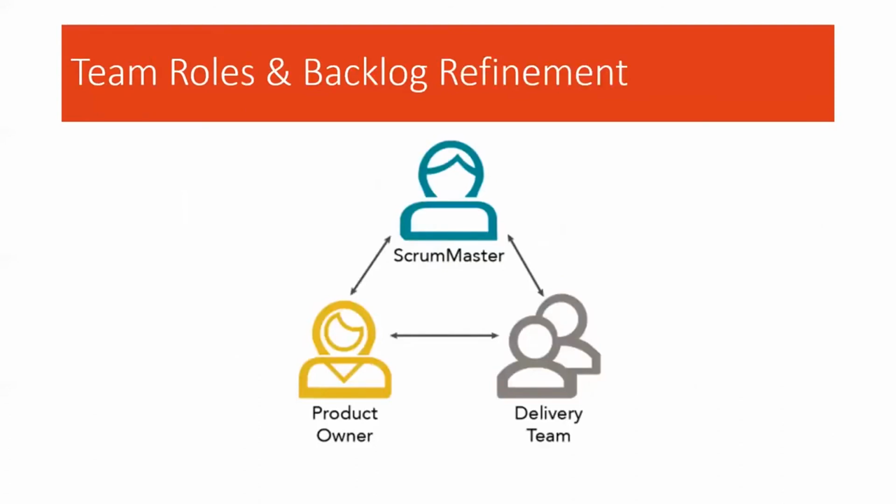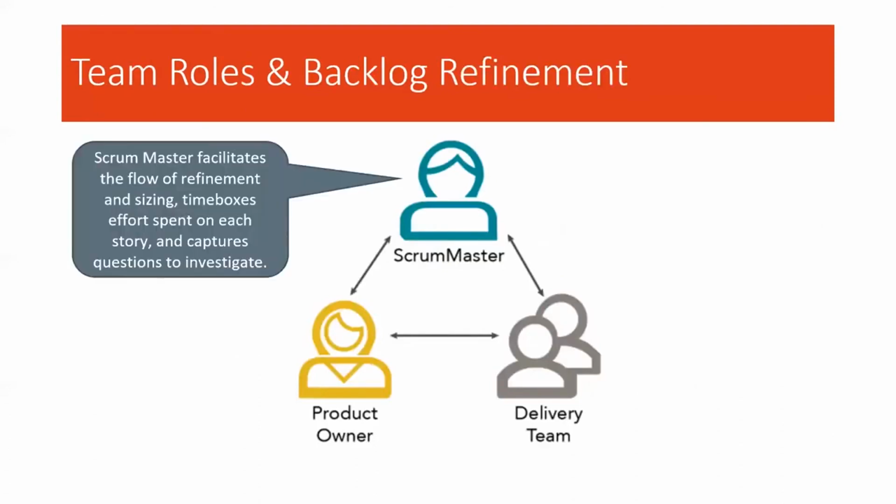So how do our team roles interact with backlog refinement? Our Scrum Master is going to facilitate the flow of refinement. This includes time boxing so we don't spend too much time on any single story. If we are spending too much time, they'll encourage us to move on, capture some clarification questions we need to ask, and we'll return to it at a later time. They'll also capture any questions that we need to investigate external to the team. This may be with subject matter experts or product managers.